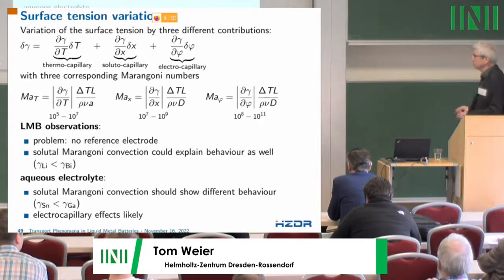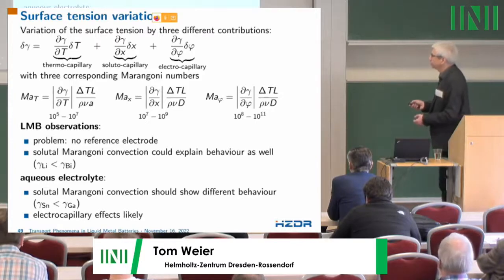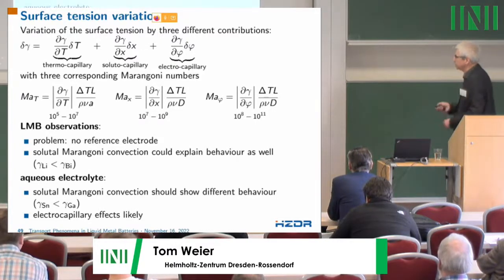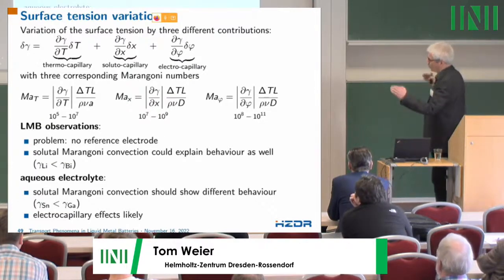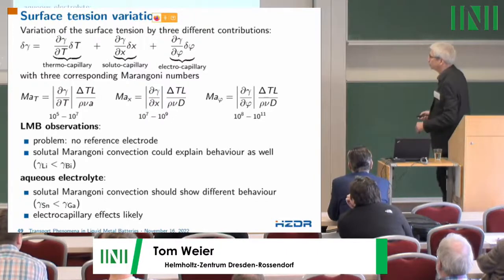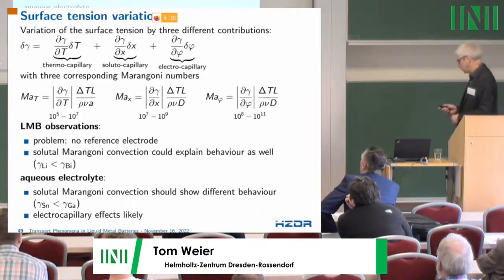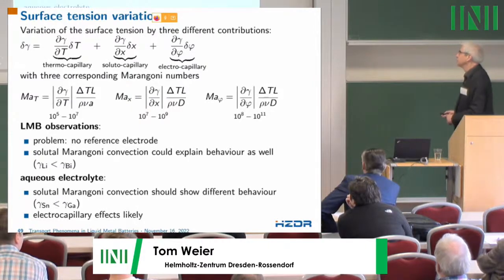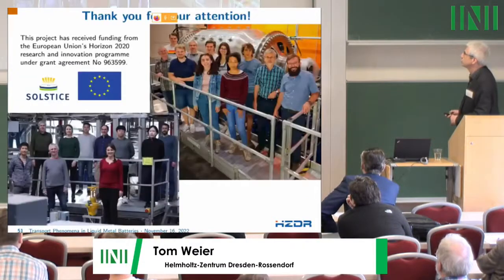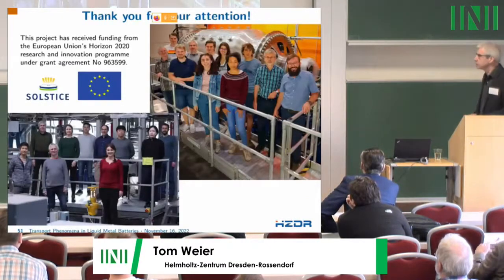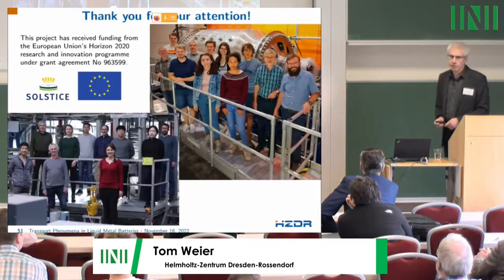In the aqueous electrolyte, the situation is different. There, the interfacial tension of tin is lower than the interfacial tension of gallium, and it would not explain the outwards-inwards flow that we observed. So we think that at least there, electrocapillary effects are likely the reason for the observed flow. I skip the conclusions and go straight to thank you for your extension, and thanks a lot for the members of the team.